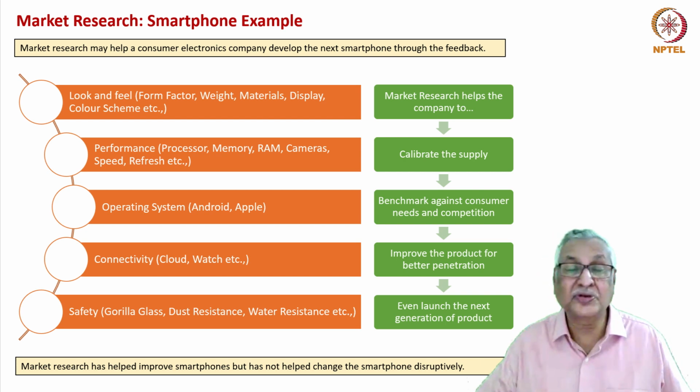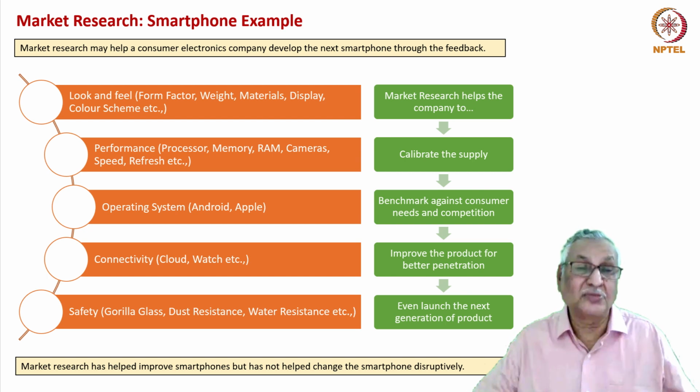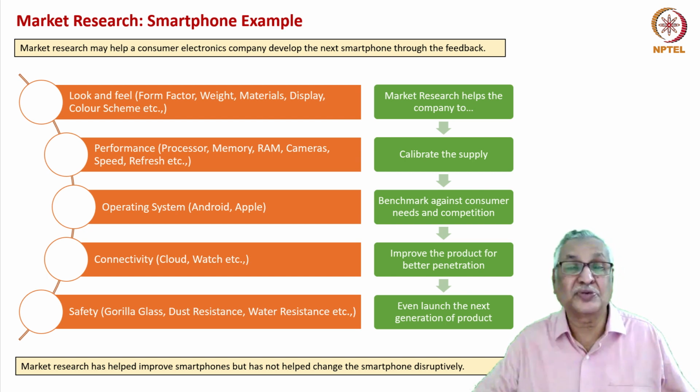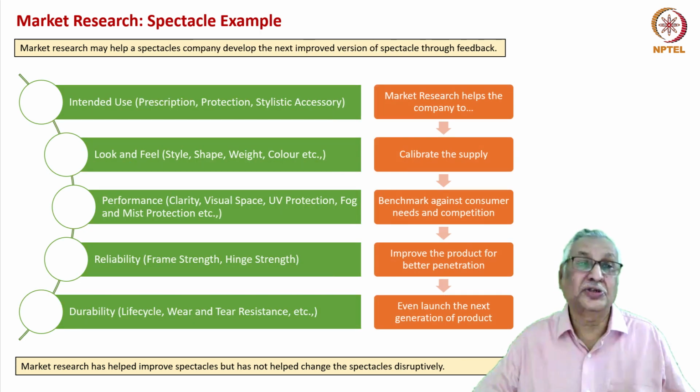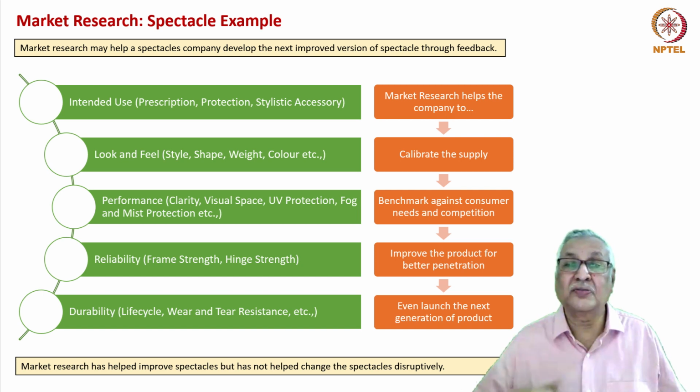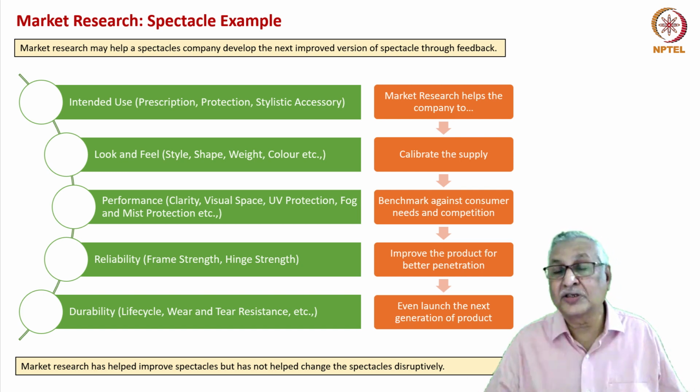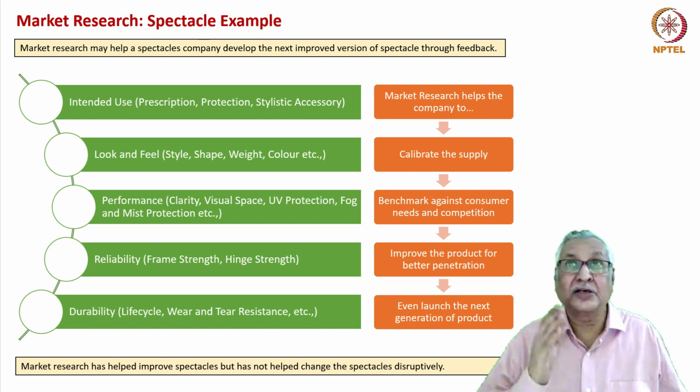So I'm giving this example to say that market research is extremely useful, but it cannot be used to substitute strategic judgment we need to have. Now we are looking at a spectacles example. We want to have an improved version of the spectacle. Now, to be able to do that, we need to understand the intended use, prescription, protection, stylistic accessory. What would be the area of operation? Look and feel, style, shape, weight, color, etc. Performance, clarity, visual space, UV protection, fog and mist protection, etc.